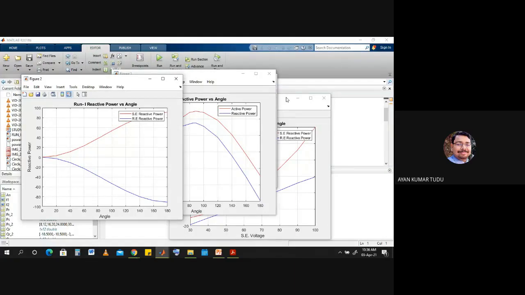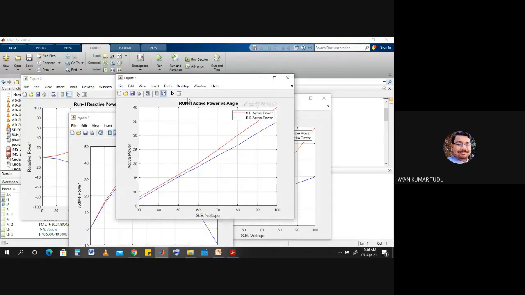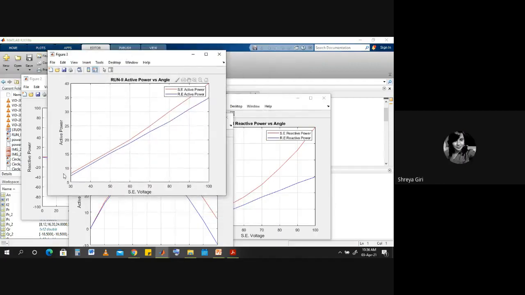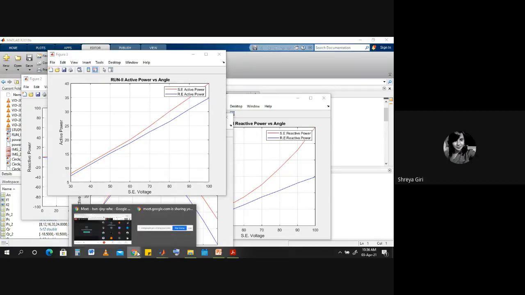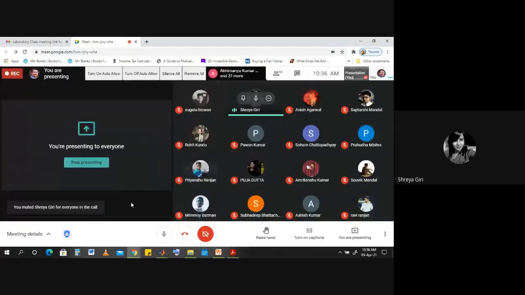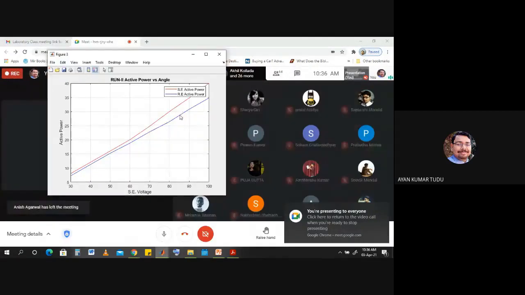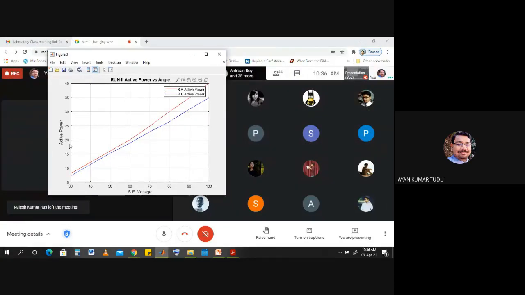Okay, and we have our figure 3 here. Figure 3, as you can see, is the active power versus angle. Okay, so see, it is changing. Somebody, please mute yourself. Okay, so this is our figure 3 that we can see. This would be the curve that we're getting for active power versus angle for run 2, where our sending end voltage is changing from 30 to 100.